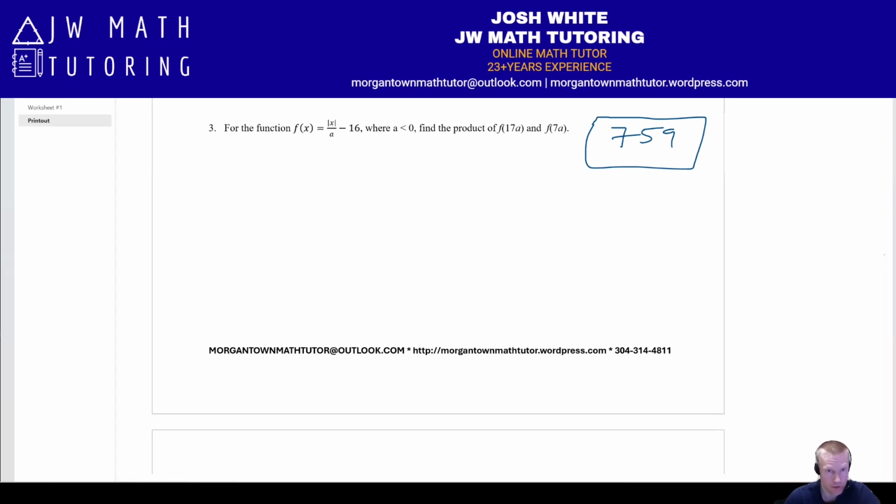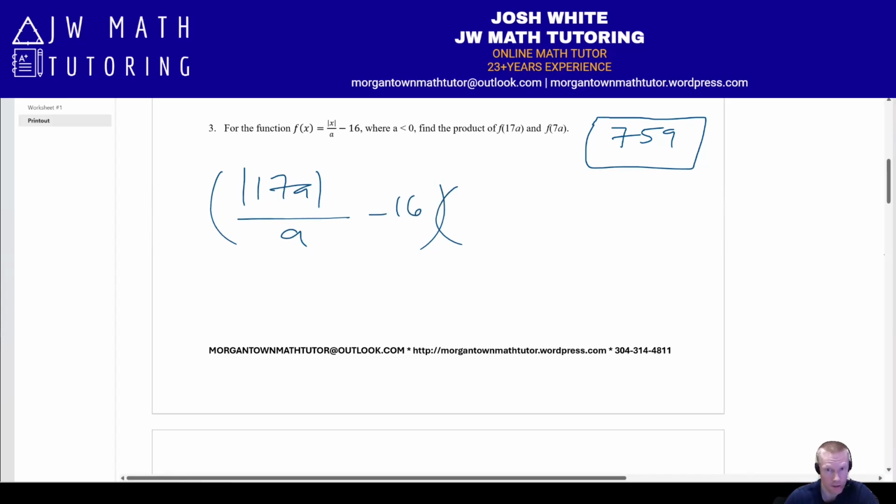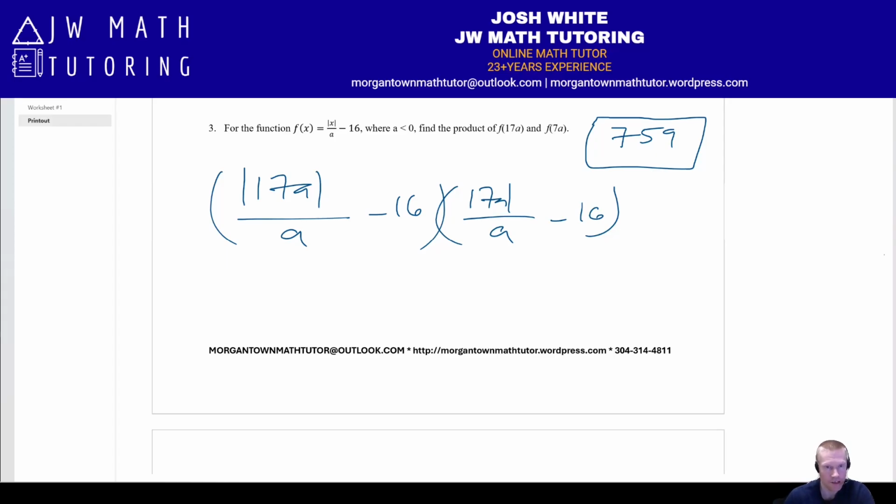However, I will just mention briefly and show you if you want to do this by hand, so you plug in like 17a here and you get it over a minus 16, blah blah blah, and then here we have 7a. Absolute value 7a over a minus 16. Okay. Basically what's happening here is, since a is a negative number, on the top, the absolute value of 17a just becomes 17a, and the same thing for the 7 as well. But what you have to keep in mind is that a is a negative number.